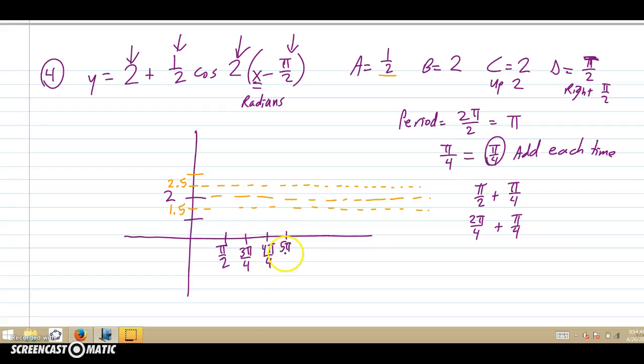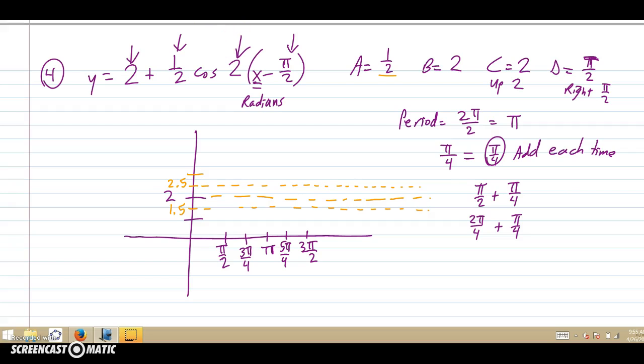Continue to do this until you get 5 critical points. 1, 2, 3, 4, 5 critical points. Now I'm going to go back and reduce them. 4 pi over 4 is the same as just 1 pi, right? 5 pi over 4 won't reduce. 6 pi over 4 will be 3 pi over 2. And then you've got it. This is probably the hardest part, just getting common denominators and figuring out what to add each time. But if you take it slowly, you can do it. And then you just have to graph it.